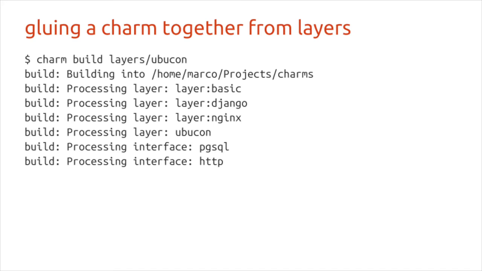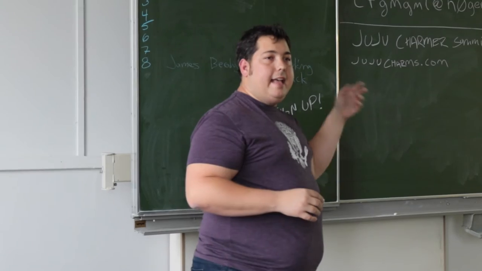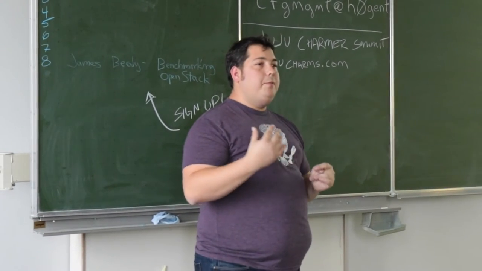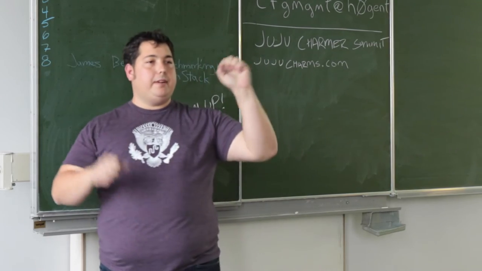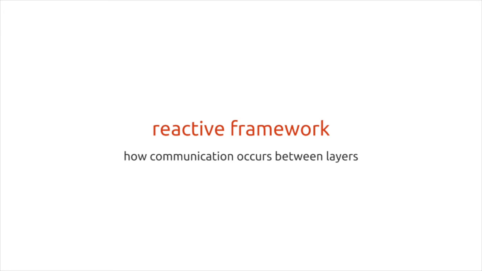How this applies is the complexity for installing and managing Django at scale are in that layer. There could theoretically be, but there isn't currently, a Puppet layer. And in that layer, it says, here's everything you need to install Puppet. And then this will give you mechanisms to hook in to say, once Puppet's ready, I need to do all these things. So the mechanism to do that is the reactive framework.